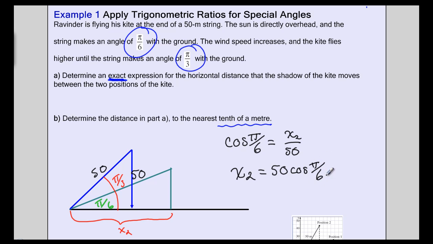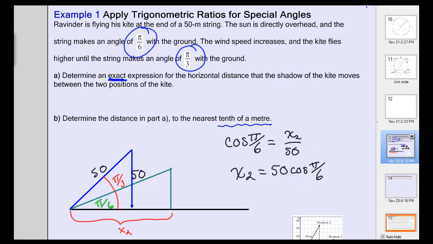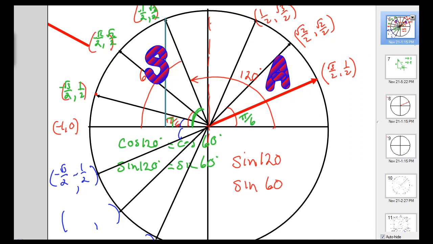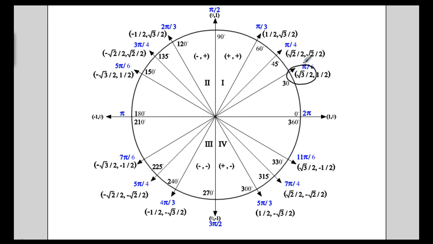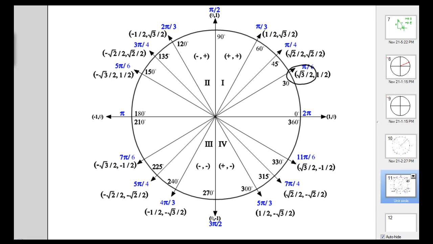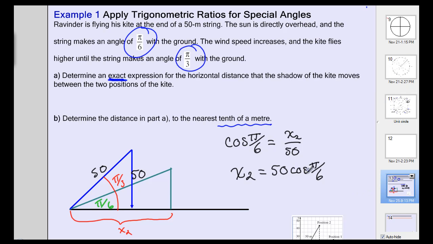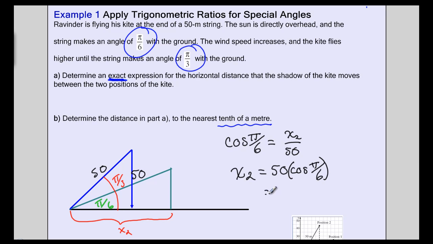Once I see a familiar angle, I can go right to my unit circle that I created, and I can determine what is the cos of pi over 6. Sorry, here it is here. So let's take a look. So here's pi over 6. This is the cos value, root 3 over 2. So I simply substitute that back in wherever I see a cos of pi over 6. 50, and it was root 3 over 2. Now I want to simplify this, so I know that 2 divides into 50 25 times. So I end up with an exact expression as 25 root 3.